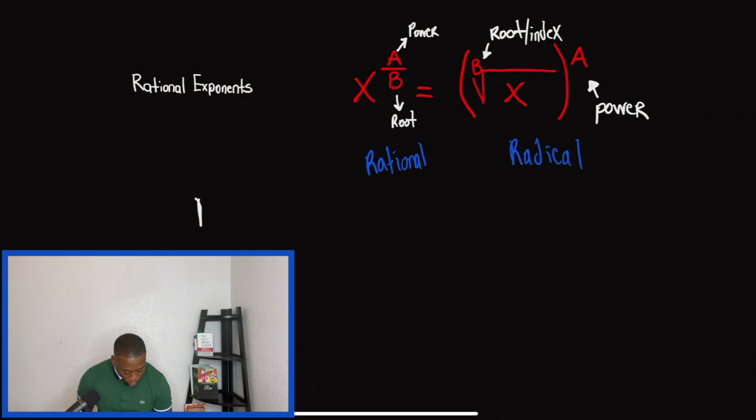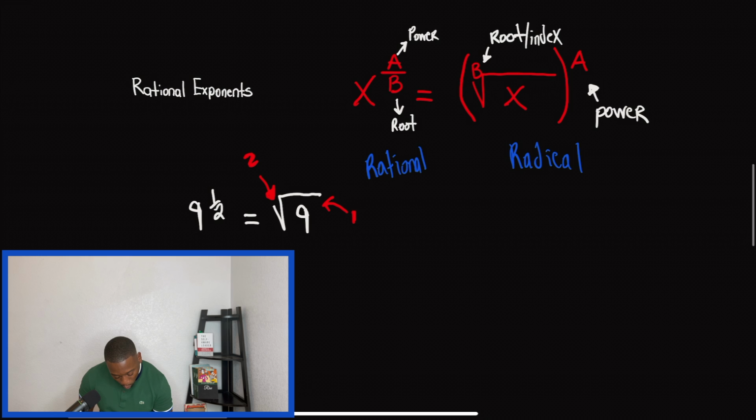Now, the most important rule we're going to start off with: anything to the 1/2 power is just asking you for the square root. So if I said to rewrite 9 to the 1/2 power, we would have the square root of 9. Even though it's not written, we should know that there is a 2. Whenever you don't see a number inside that root, that index, you have to assume it's 2, and if we don't see anything for the power, we assume that it is 1.